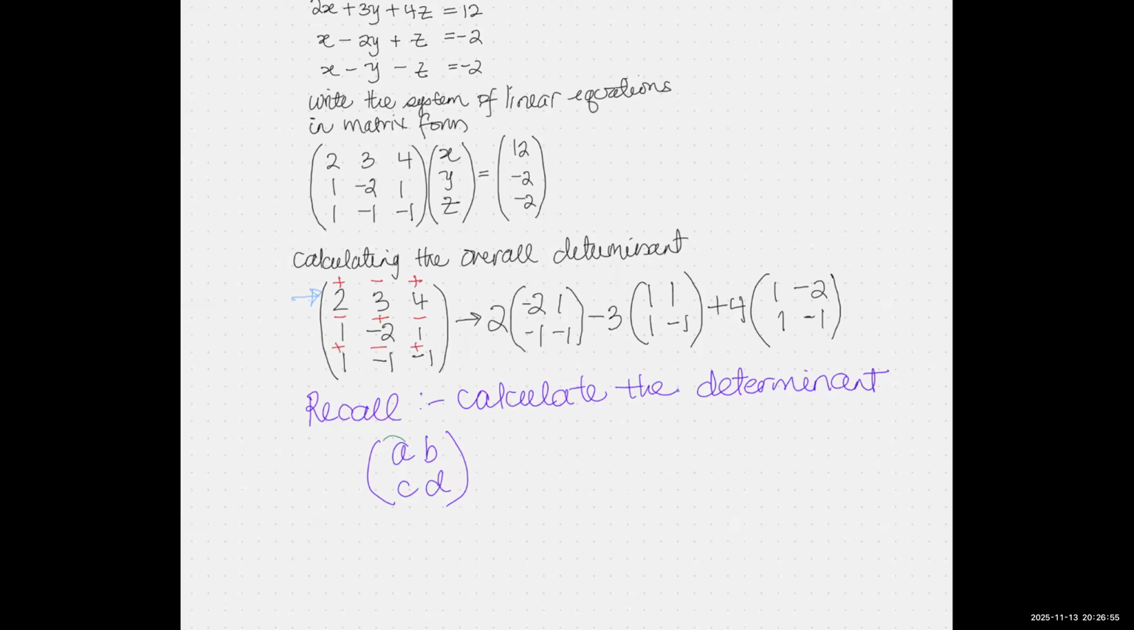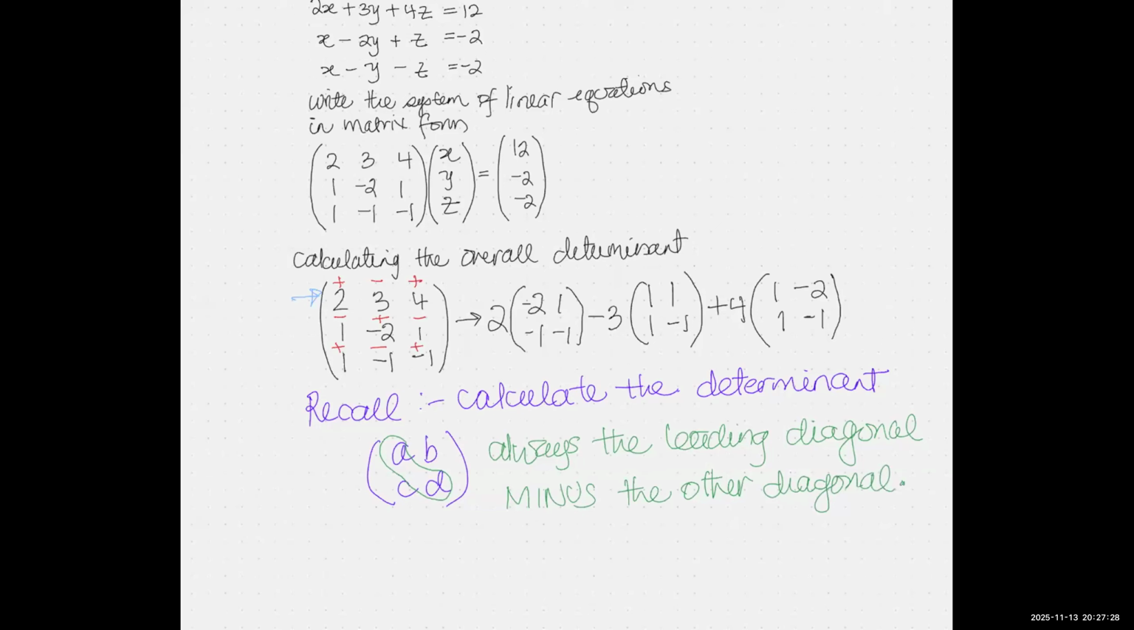Always the leading diagonal minus the other diagonal. It is always the leading diagonal minus the other diagonal. Always the leading diagonal minus the other diagonal. So this is what we're going to have.